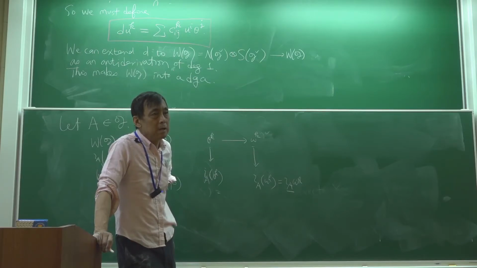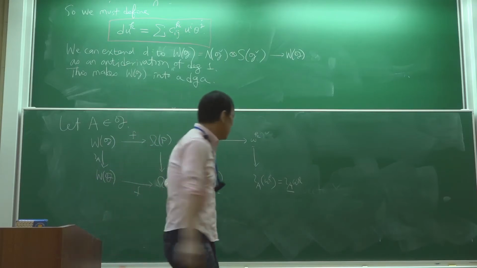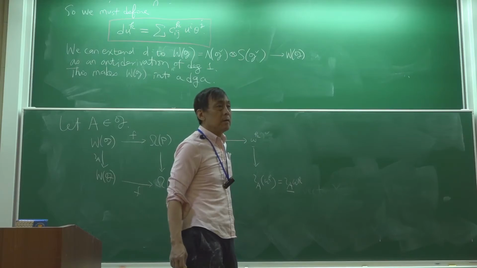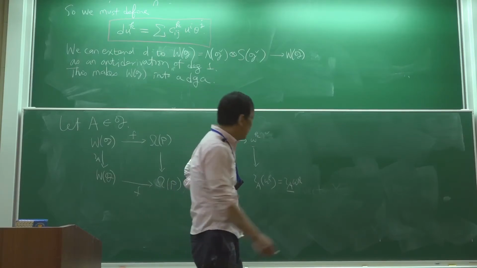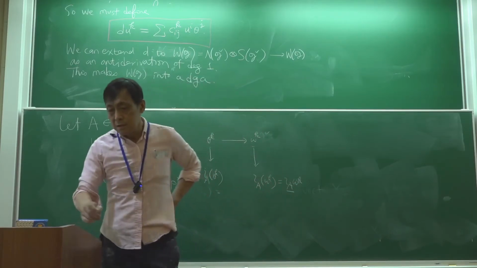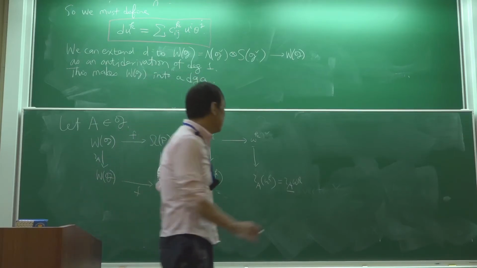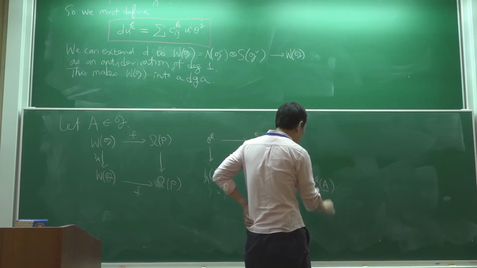Omega k is a one form, right? And A bar is a vector field. So what's the definition of interior multiplication? This is going to be a function, and it will be simply omega k applied to A bar.